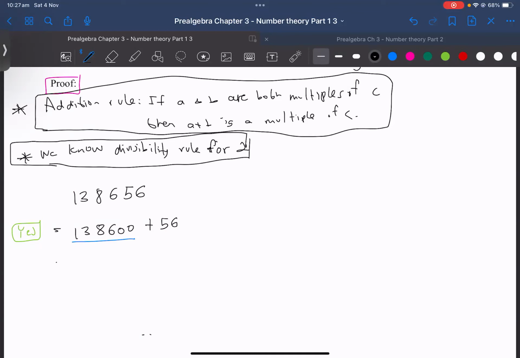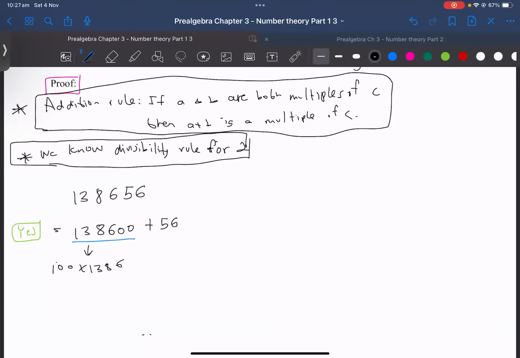this is a multiple of 100, right? 138600. There's 2 zeros. It's a multiple of 100. Do you agree with that? This is 100 times a whole number. That means it's a multiple of 100, right? Please let me know if it makes sense. This is kind of tricky. Does this make sense for you guys?